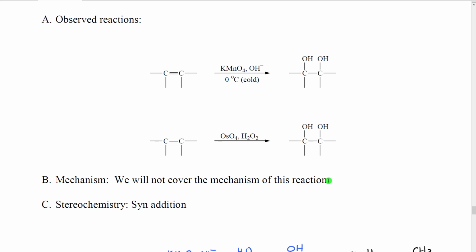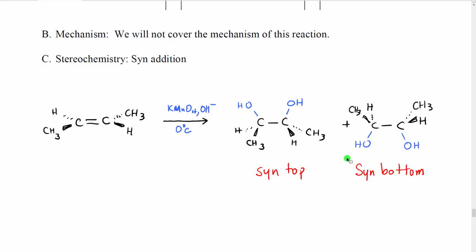We're not going to cover the mechanism of this reaction. Again, I don't think it helps us understand fundamental organic chemistry. However, I will say that it involves a synchronous addition to the alkene, which is going to produce a syn addition in stereochemistry. Synchronous reactions generally result in syn addition.